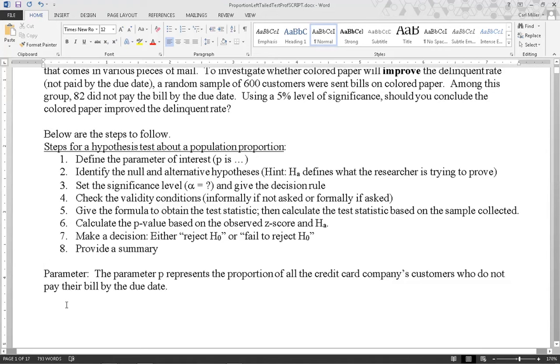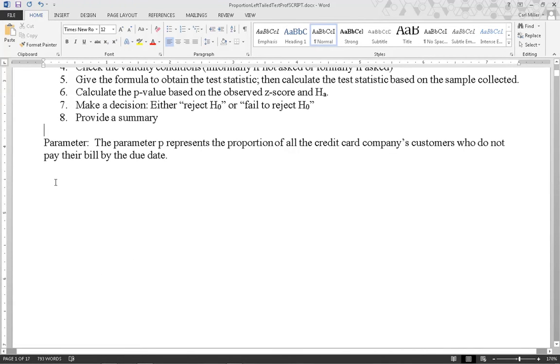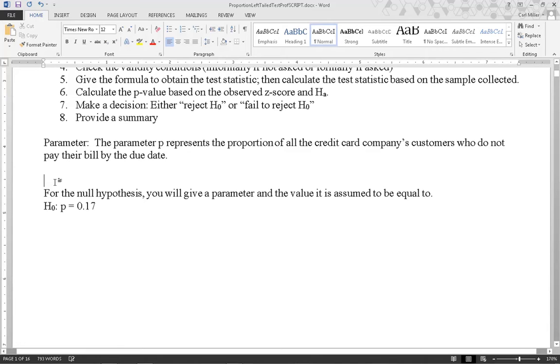The parameter P represents the proportion of all credit card company customers who do not pay their bill by the due date. Now the hypotheses. For the null hypothesis, you're going to give a parameter and the value it's assumed to be equal to. So H sub 0 is P equals 0.17.